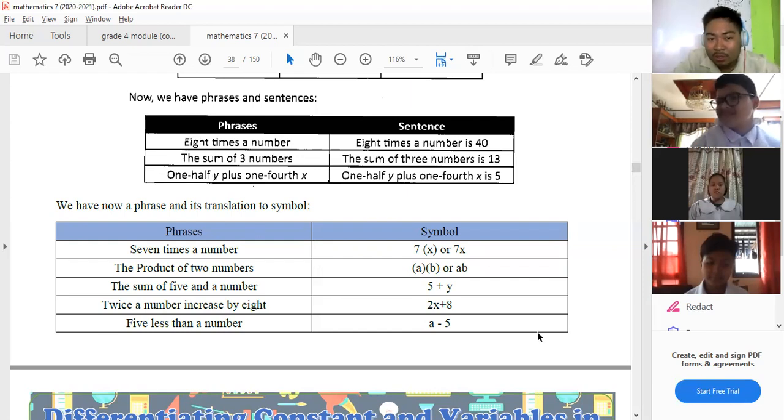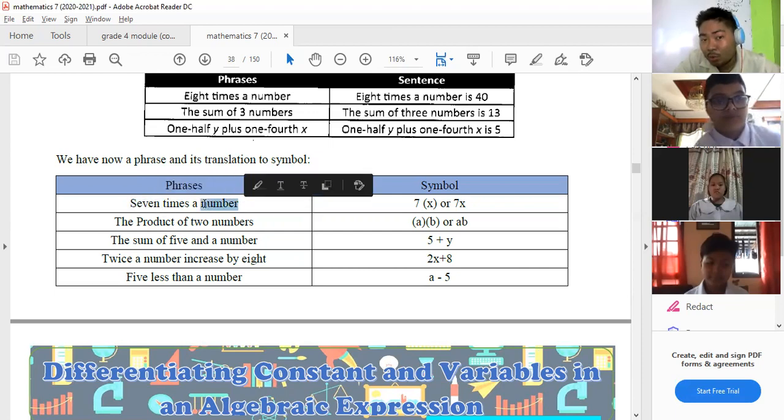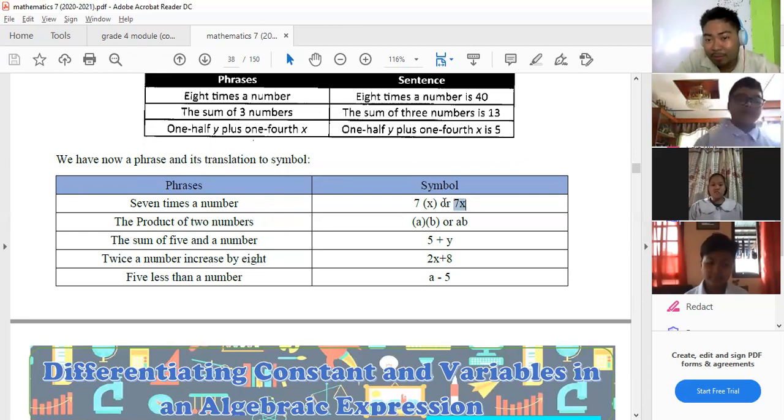So, let's try to translate these phrases. So, 7 times a number. Kapag meron kayong nabasang ganyan, any number, times a number, sabi niya. Ibig sabihin, it is an unknown. So kapag number na ganyan, it is an unknown number, gamitan mo ng variable, kahit anong variable yan. Pero probably ang ginagamit kasi natin is x and y or a and b. Ayan. So therefore, ang symbol natin is 7 times x or 7x. Parang pinagtabi mo lang. 7 times a number, that is 7x. Pwedeng 7a, pwedeng 7b. Basta maliliit na letter.